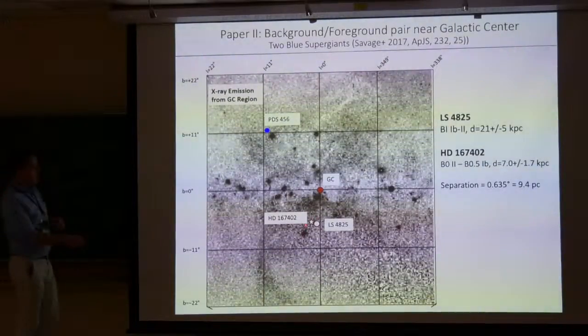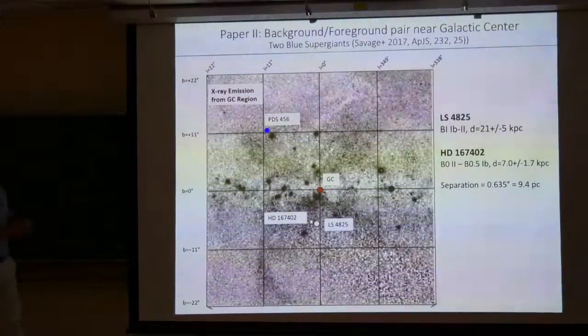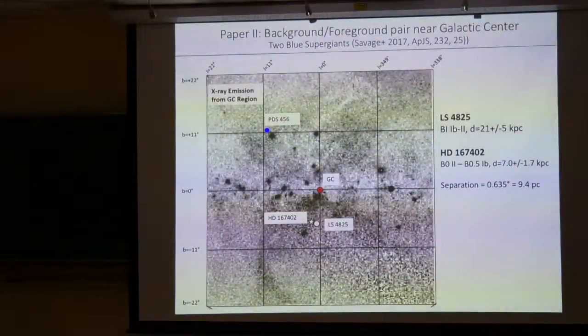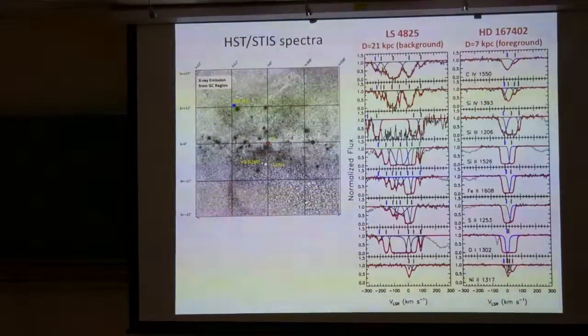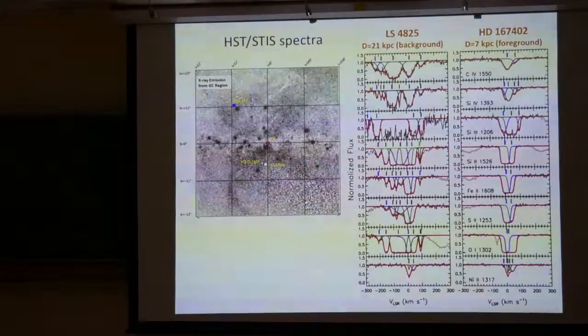But there's a foreground star less than 1 degree away on the sky, corresponding to about 10 parsec linear separation. And that's at a distance from us of 7 kiloparsecs. So it's probably on the near side of the Fermi bubble, although there is an uncertainty on that distance that comes from the luminosity type of that star being not completely well known. But it's certainly well in the foreground compared to the background star. So we can do a nice differential experiment. We can look at the background spectra and the foreground spectra and compare them.